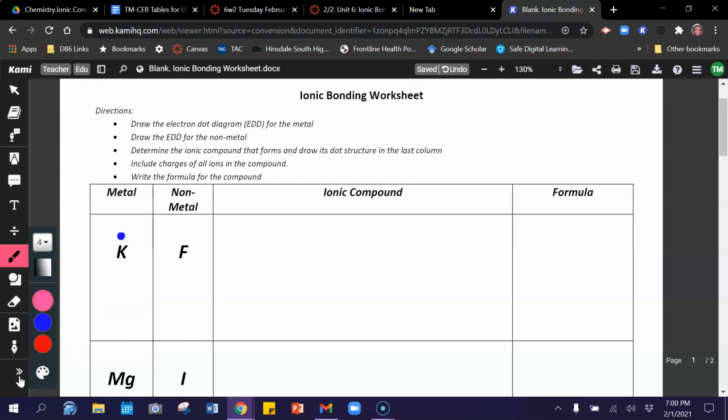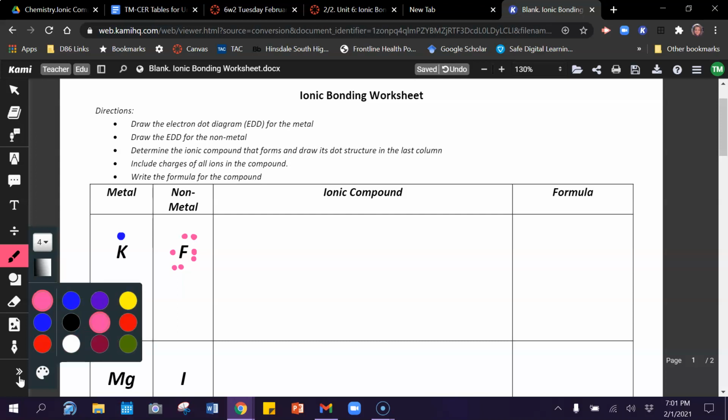Now my nonmetal, fluorine, is in the seventh column, close to the very edge of the periodic table on the right of the stairs. And so fluorine is going to get 7 because it has 7 valence electrons. Notice the pattern that I used in order to add the dots to fluorine. You should be following a pattern similar to that as well, because it really does make a difference. Because look at what's going to happen.